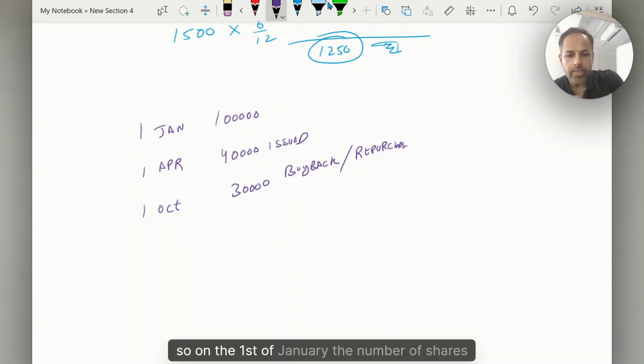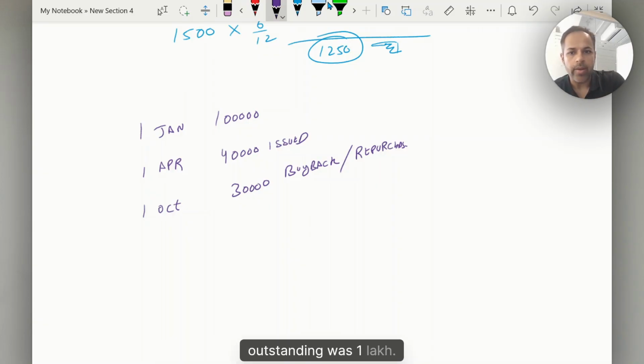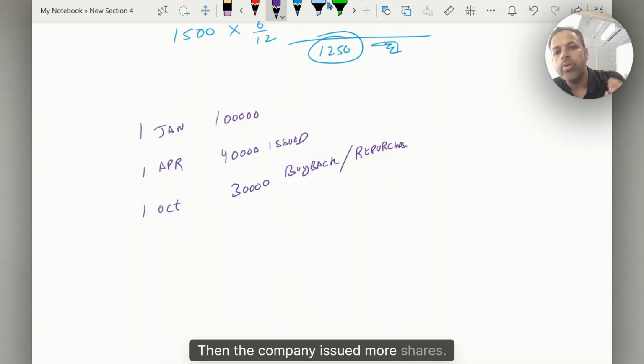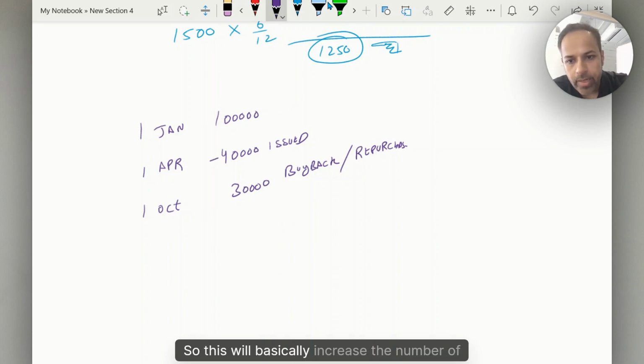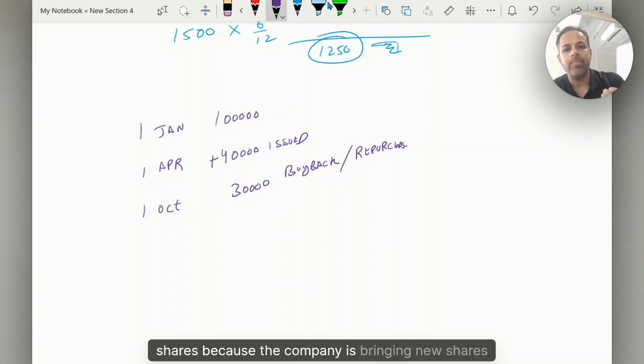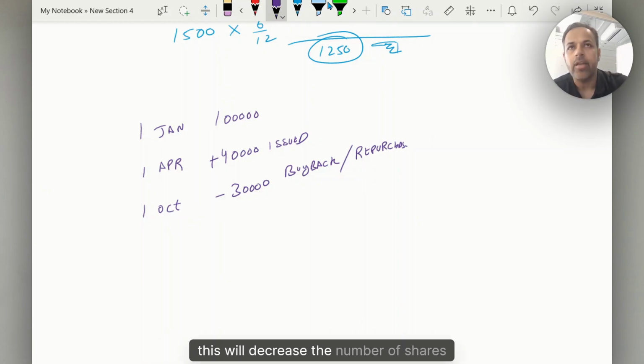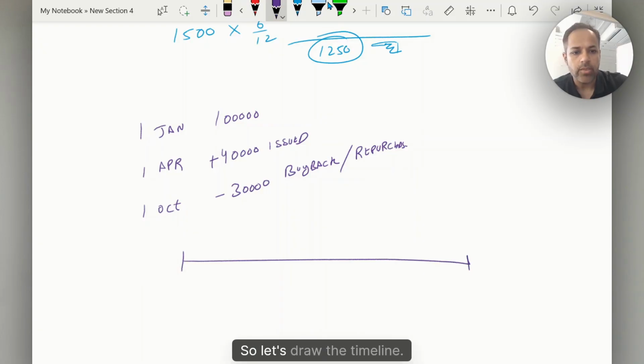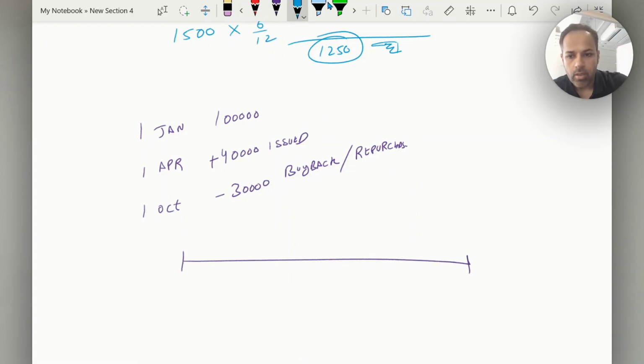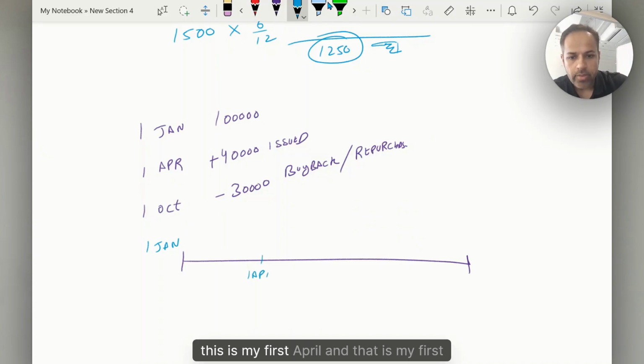So on 1st January, the number of shares outstanding was 1 lakh. Then the company issued more shares. This will increase the number of shares because the company is bringing new shares to the market. And when the company buys back or repurchases, this will decrease the number of shares outstanding. So let's draw the timeline. This is my 1st January. This is my 1st April. And that is my 1st October.